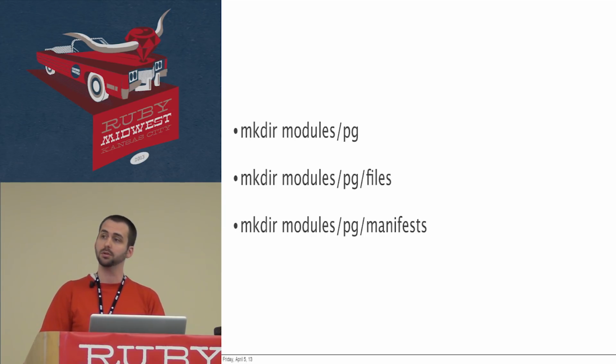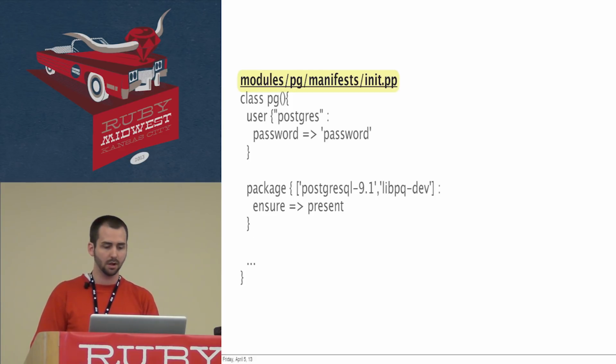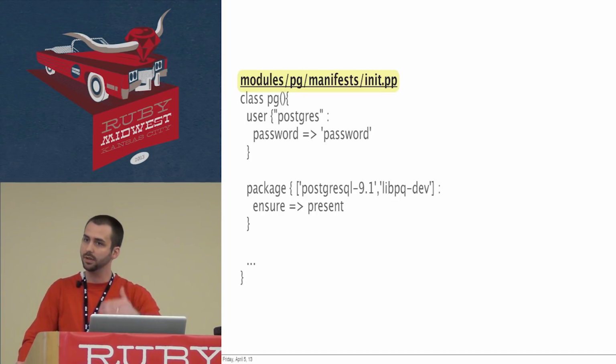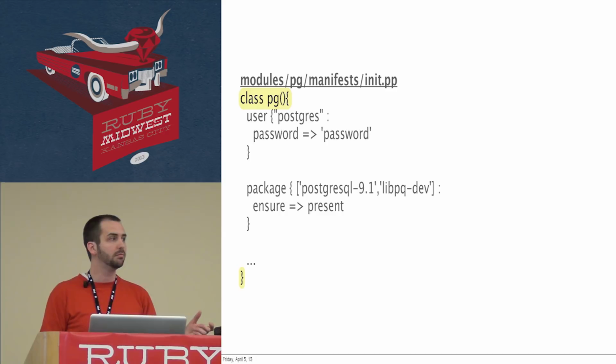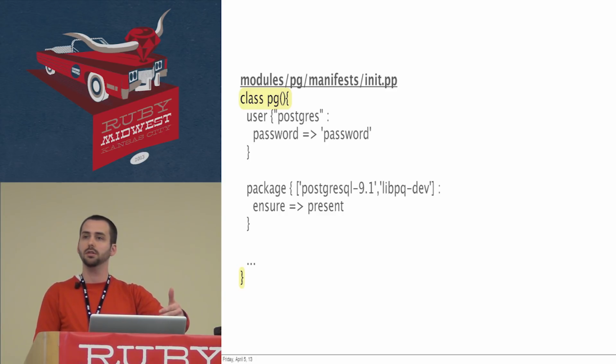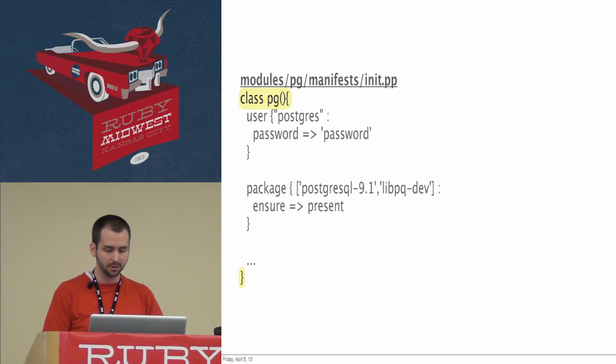We're going to make one for Postgres. So in our modules folder, we're going to make a Postgres folder. Inside that, we're going to make files and manifests, and we're going to go ahead and create this file, init.pp. When you include a Puppet module, this file automatically gets loaded, and it reads through that to figure out what needs to happen inside that module. We're going to create a class called pg, which matches the name of the module in the folder structure. That's a convention.